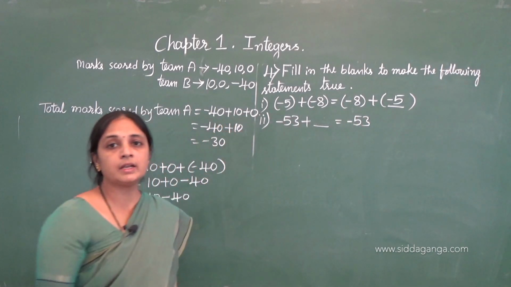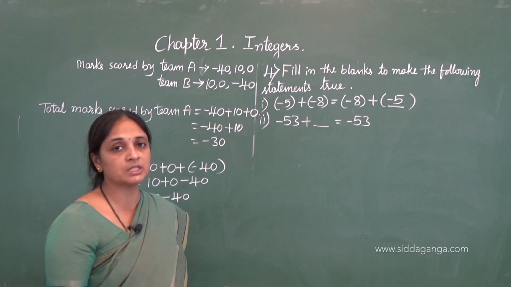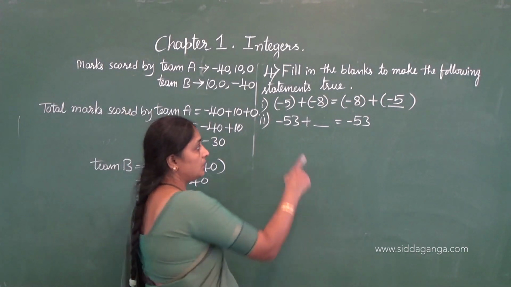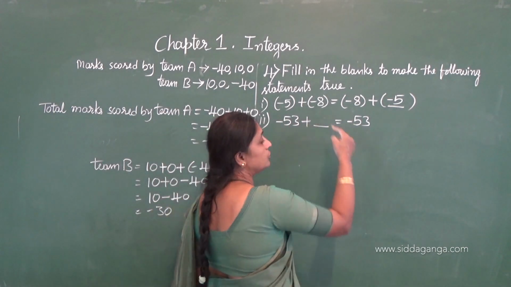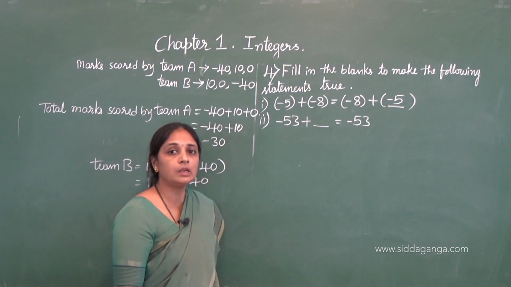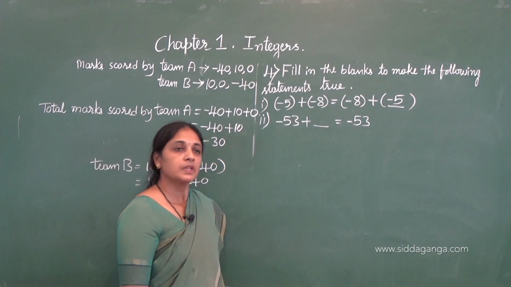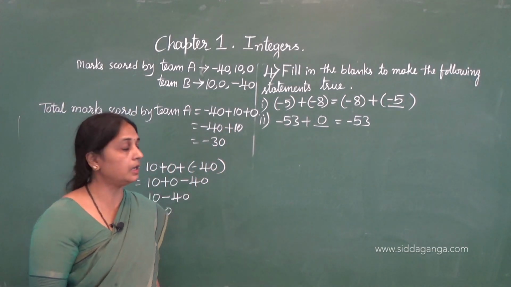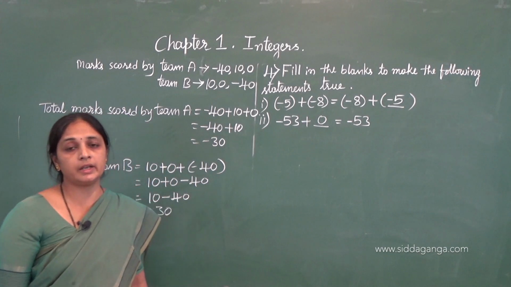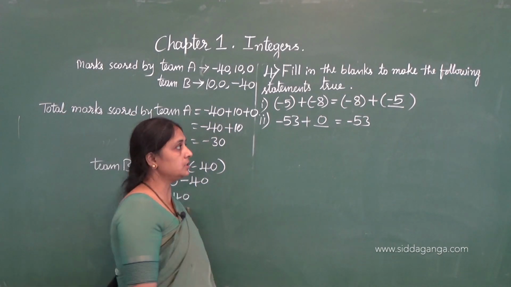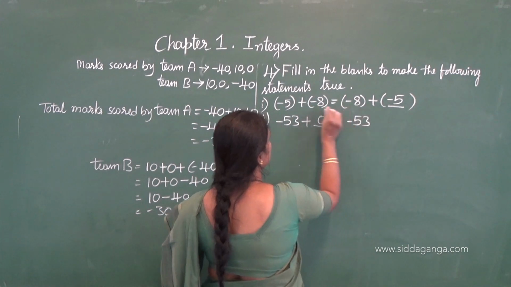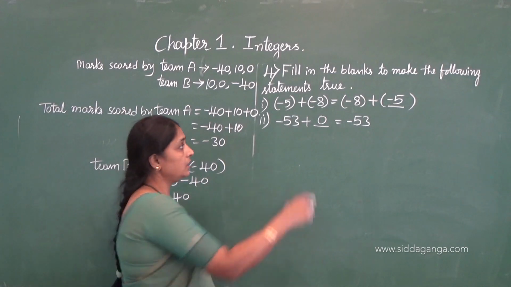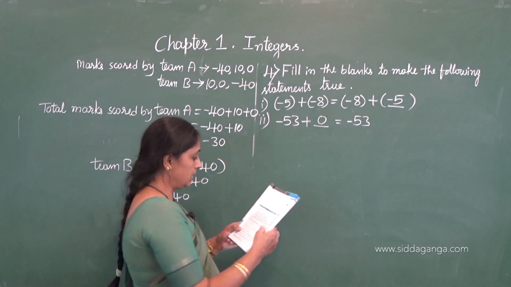So when we add some number to -53, we are getting the same number as our answer. Then what should we add? What can be added to -53? It's 0, the additive identity. 0 is called the additive identity for whole numbers and integers. Okay. Then the first one is the commutative property. We used the commutative property here.